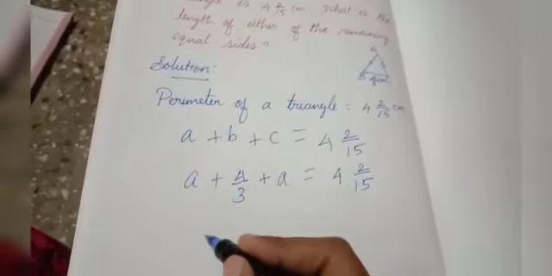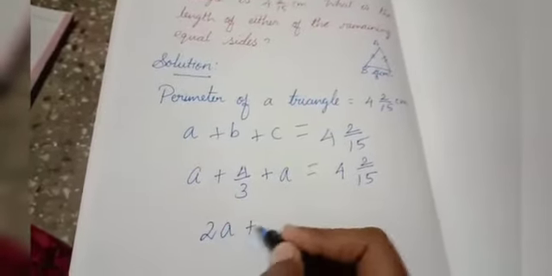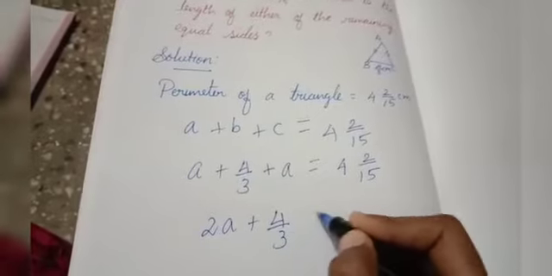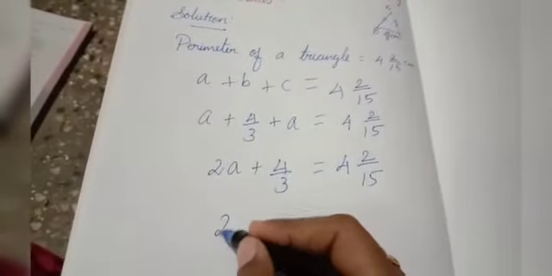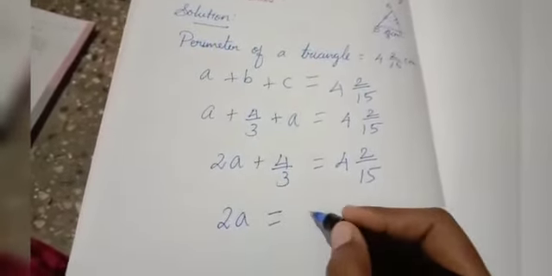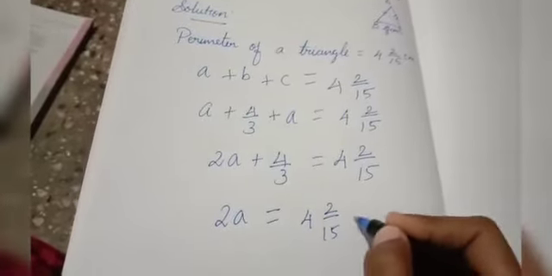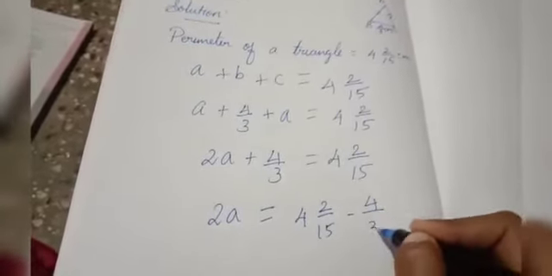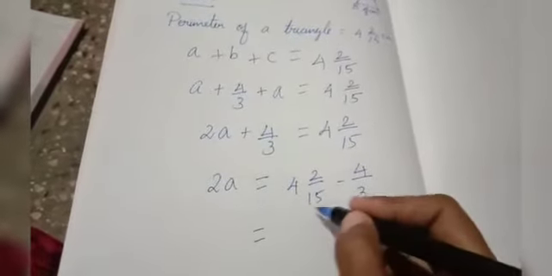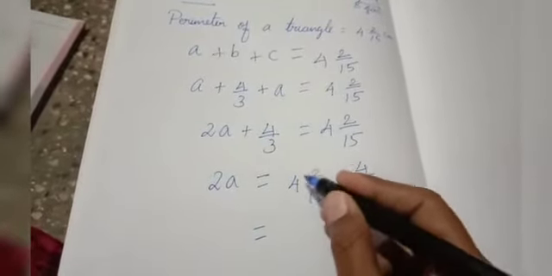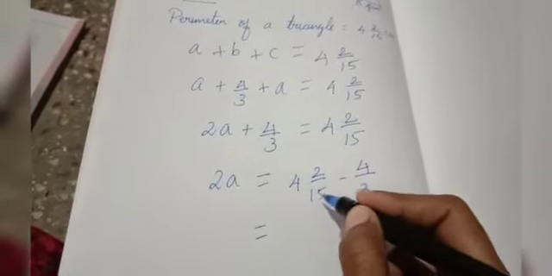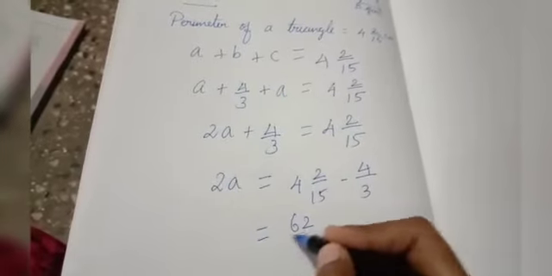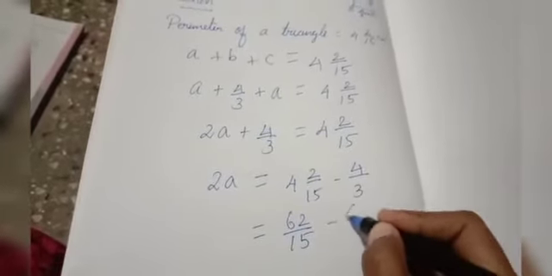Now a plus a is nothing but 2a, plus 4/3, that is equal to 4 2/15. Now you can bring plus 4/3 to the right side. It will become minus 4/3. And here it is a mixed fraction. We have to convert it into improper. If we convert into improper, we will get 15 fours are 60, 60 plus 2, 62/15 minus 4/3.